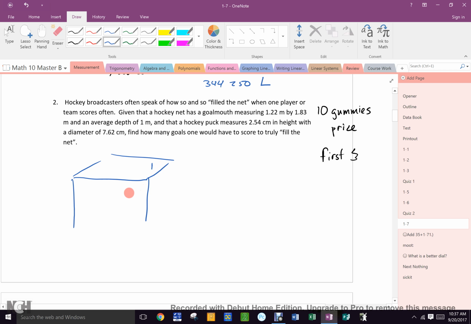The net is a rectangular prism. It's 1 deep, 1.22 wide, and 1.83 tall. Does everybody agree that that's the net? Everybody's cool with that? How would I find the volume of the net? Length times width times height, right? It's a rectangular prism, yeah? Now the puck has a volume too, right? So if I take the volume of the net and divide it by the volume of a puck, that should give me how many pucks fit in the net, yes? Makes perfect sense, doesn't it? Except what? Jordan.